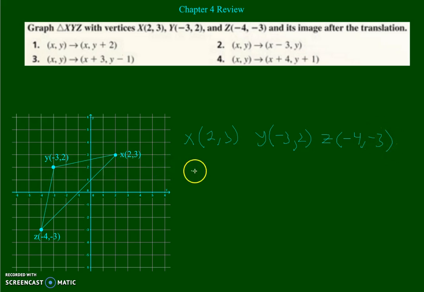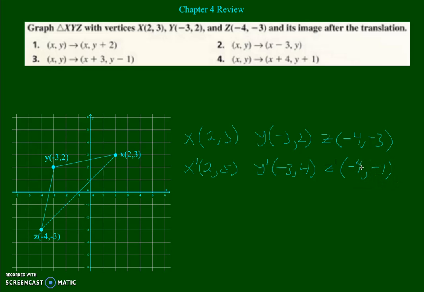Okay. Now, our X prime, our transformed point, again, x doesn't change, y adds 2. So the x doesn't change, and we add 2 to the y. 3 plus 2, 5. That's X prime. Y prime, x doesn't change, add 2 to the y. Z prime, the x doesn't change, that's supposed to be a 4. Add 2 to the y, negative 3 plus 2 is negative 1.